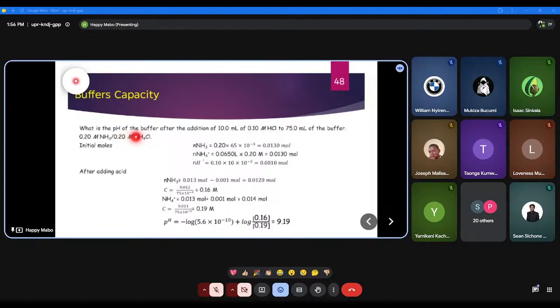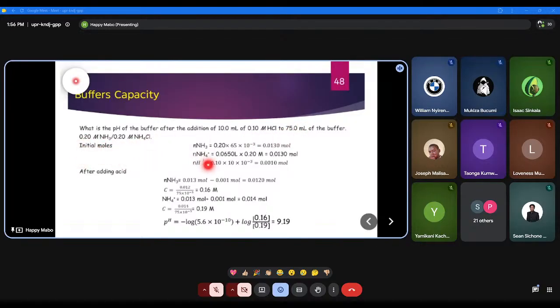What is the pH of the buffer after the addition of 10, the last part of the question, that is, after the addition of 10.0 mL of 0.10 molar HCl to 75.0 mL of the buffer. So in the previous slide, you noticed there was 70, that was 65.0. So this was a typo. It's supposed to be 65. So we correct this one.